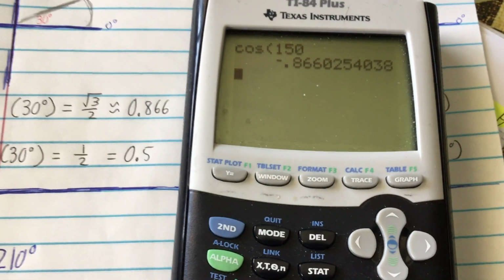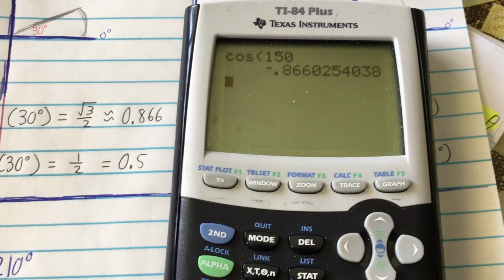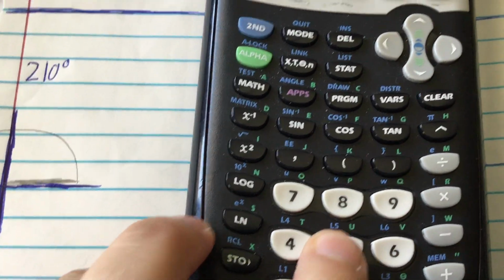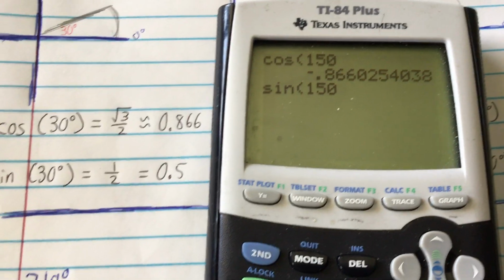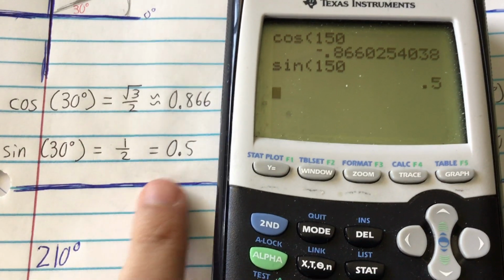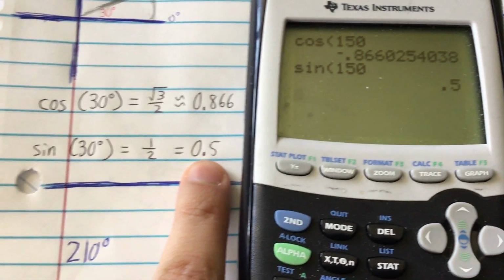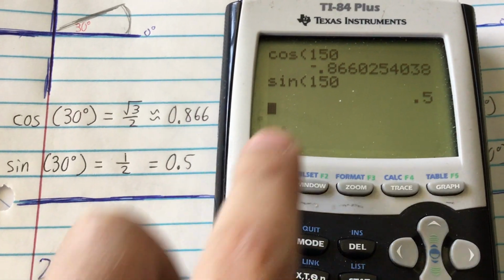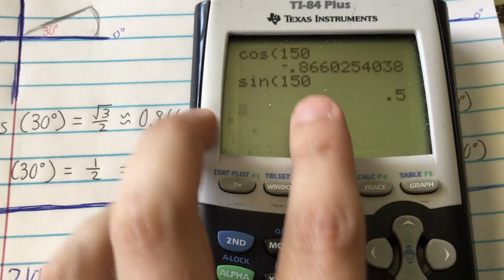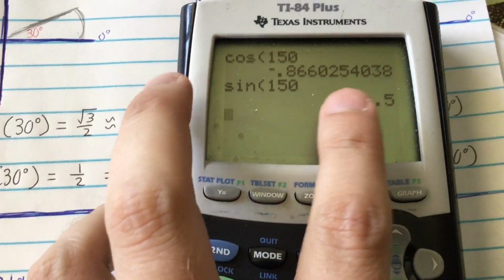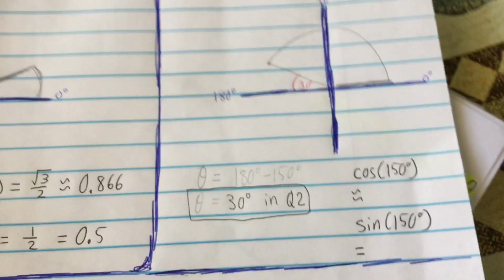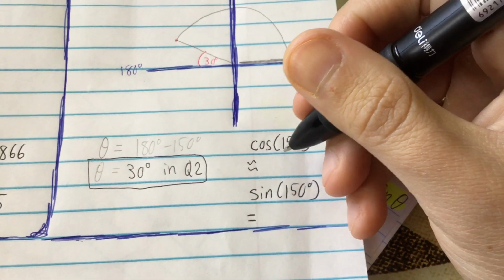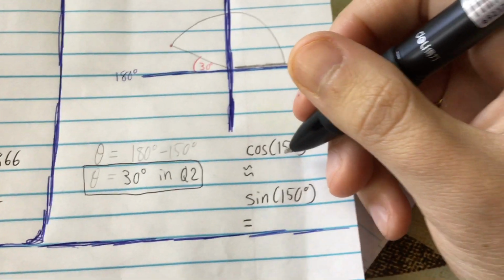So we've got negative 0.866, and I'm going to do the sine of 150 degrees, and I'm going to get something very, very similar. In fact, it's exactly identical. So the cosine has the same digits, the sine has the same digits, but the cosine is negative in quadrant 2, and the sine is positive in quadrant 2. And that's how I can confirm that 150 degrees and 30 degrees are similar to each other.